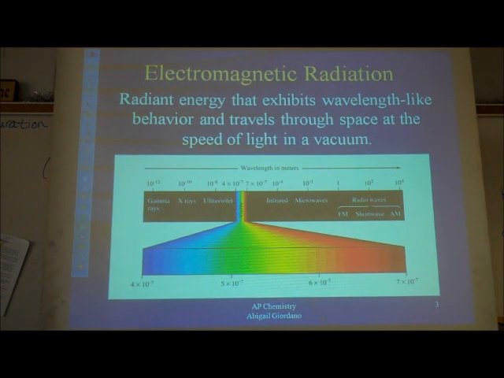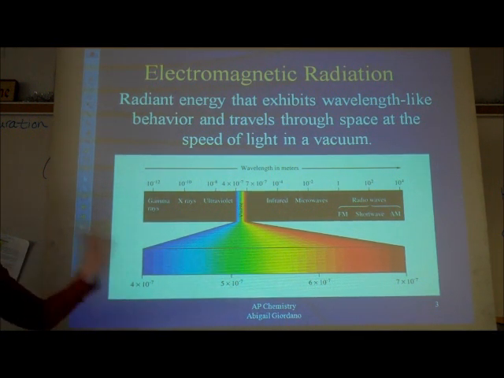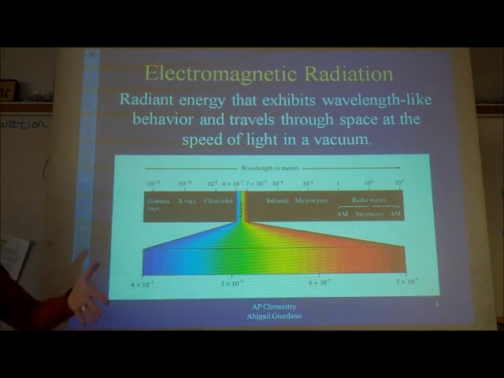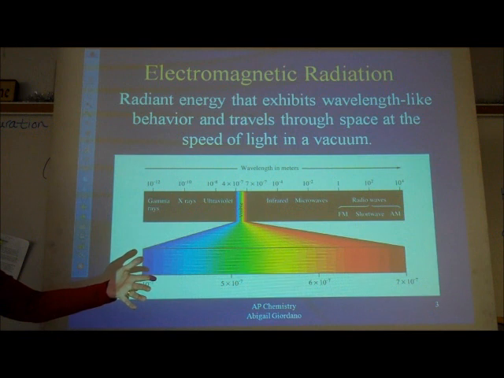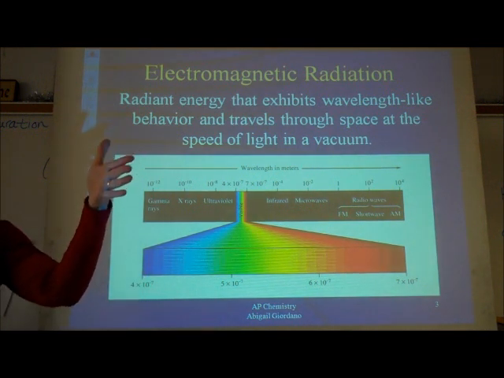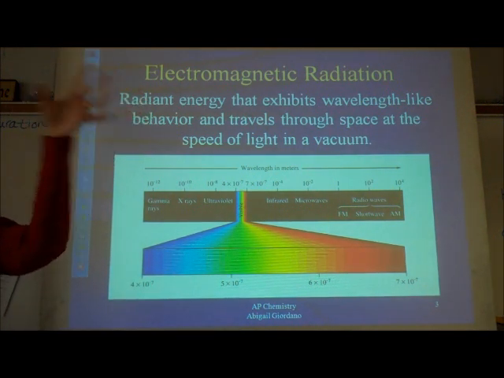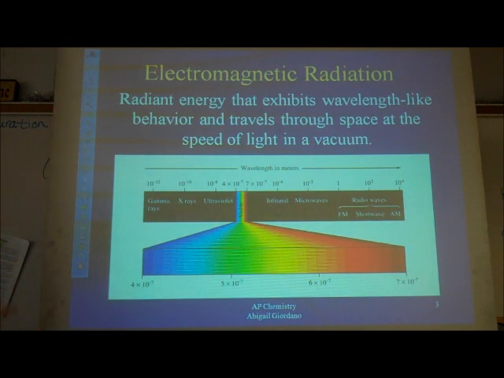And by the way, what is a wavelength? What distance is that? From what to what? Crest to crest, peak to peak, or trough to trough, valley to valley.